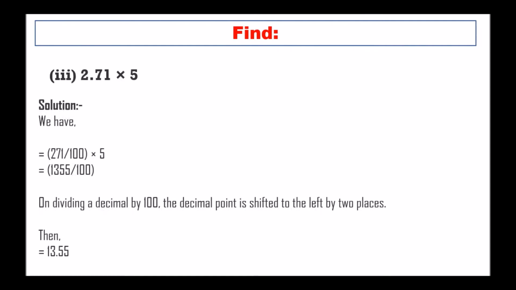Next, 2.71 into 5. First we will remove the decimals. So 271 divided by 100. Why 100? Because after the decimal there are two digits. So it is 271 upon 100 into 5. Now 5 into 271, that is 1355 divided by 100. Now on dividing a decimal by 100, the decimal point is shifted to the left by two places. So 13.55 is the answer.